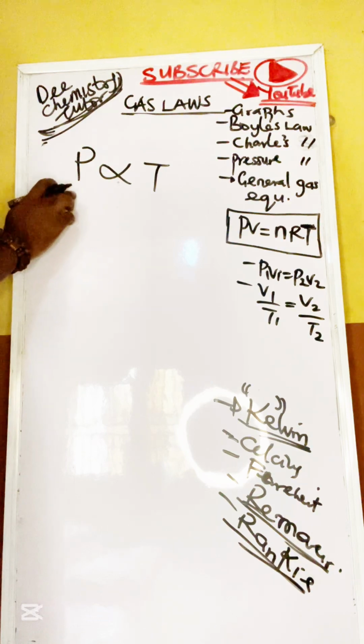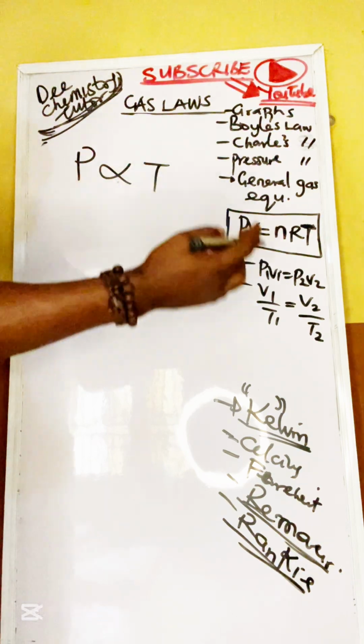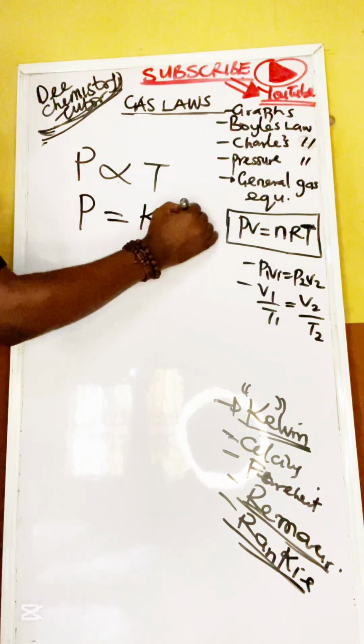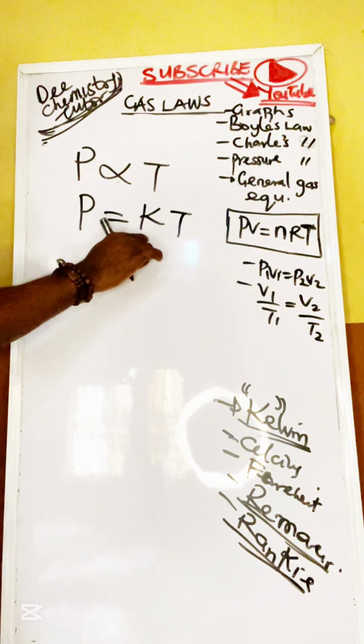But pressure law here is just trying to talk about pressure and its relationship with temperature. It's saying that pressure is directly proportional to temperature provided the volume remains constant. So if that is so, then I have a proportionality sign. If I'm converting this to an equal sign, there must be K.